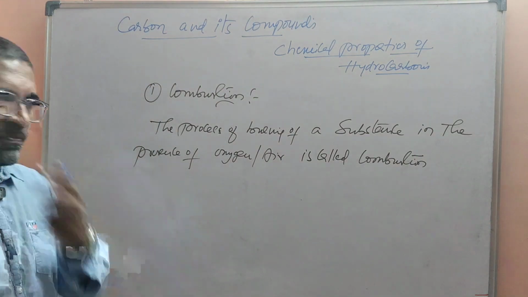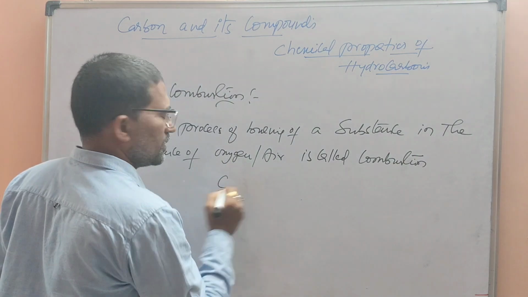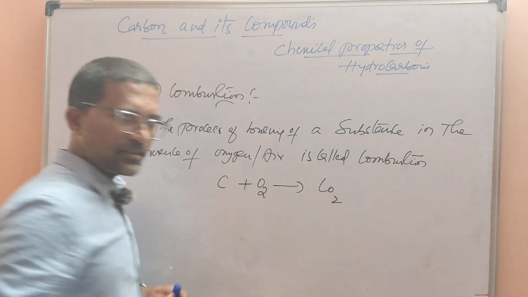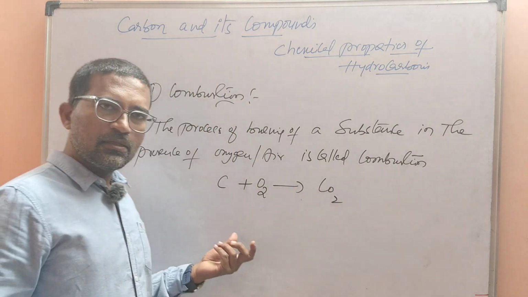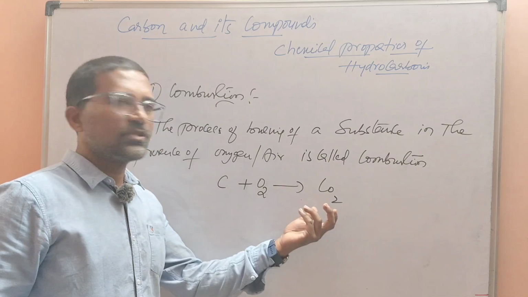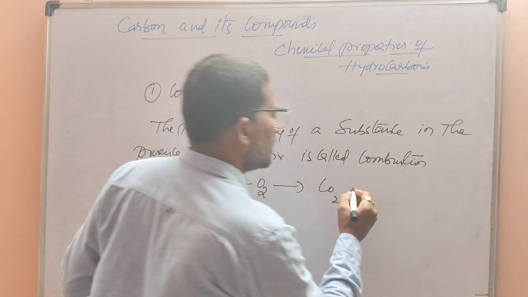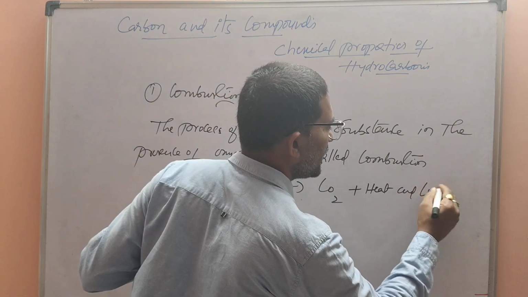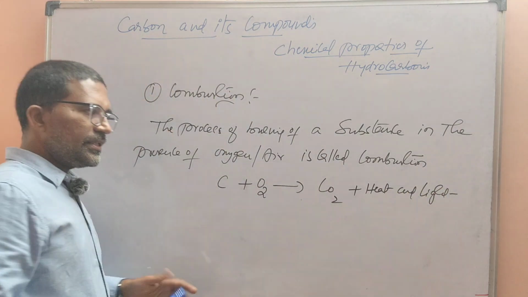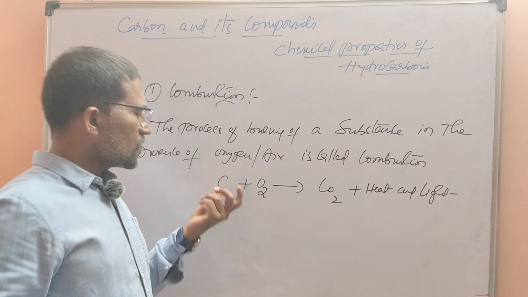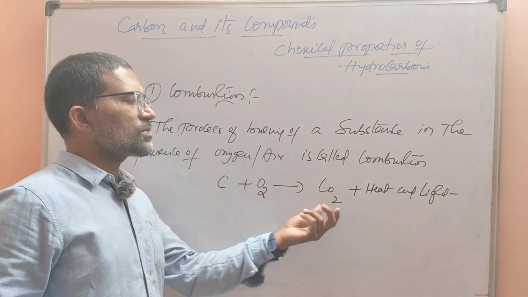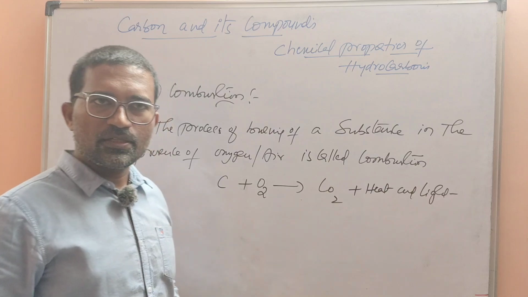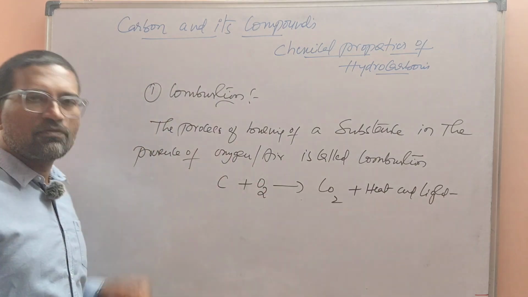For example, carbon, if burnt in presence of oxygen, gives rise to carbon dioxide. When you burn carbon, it not only produces carbon dioxide gas, but also a certain amount of heat energy and light energy. So if you burn carbon in presence of oxygen, it gives rise to carbon dioxide as well as heat energy and light energy. This is simply called combustion of carbon.